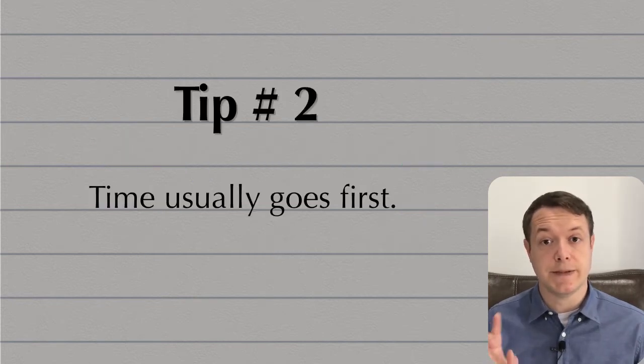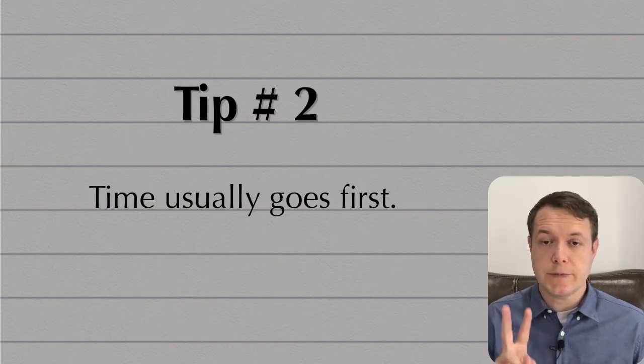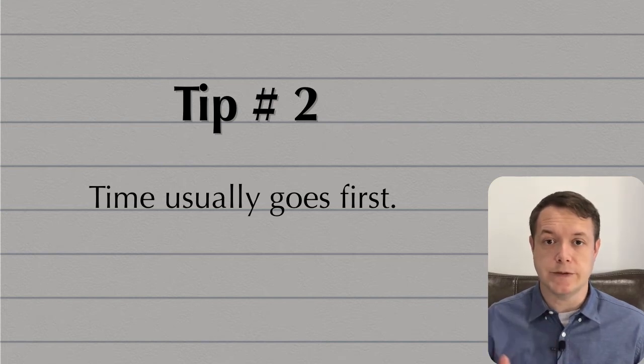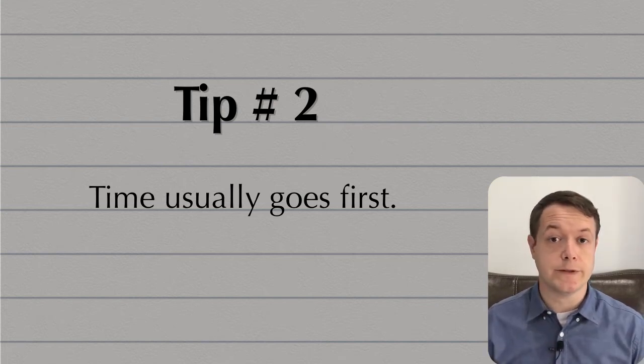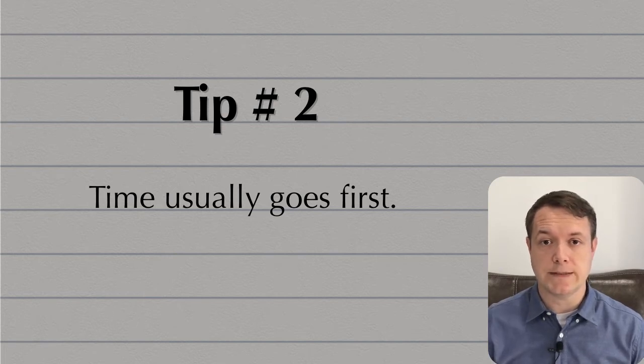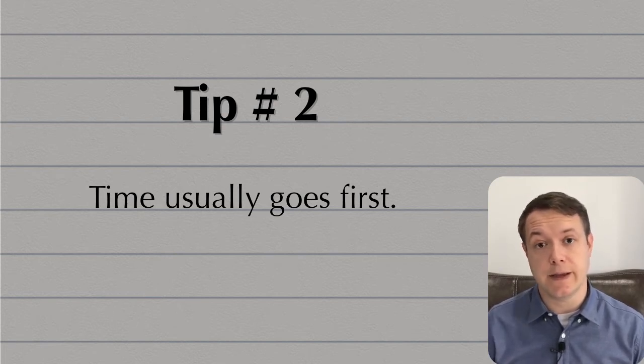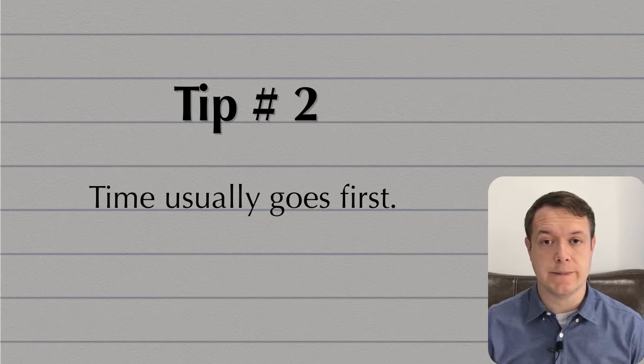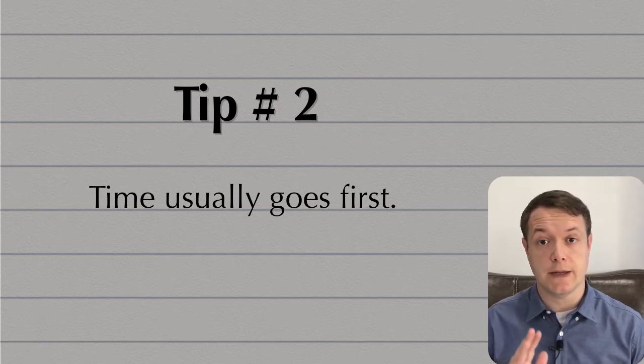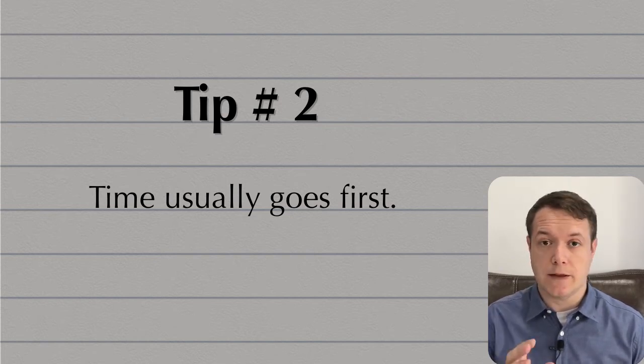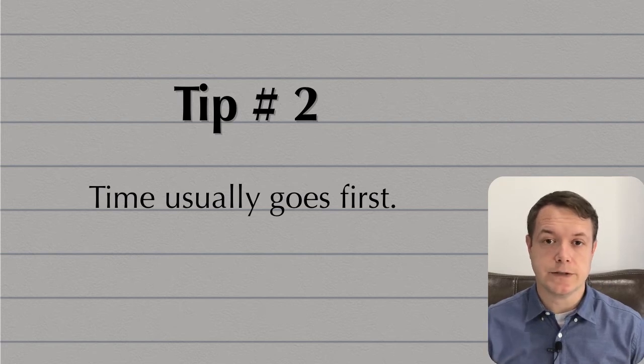Okay, let's talk about tip number 2. Tip number 2 is time usually goes first. In Hmong grammar, for the person who's listening to understand when something is happening time-wise, they simply just state it at the beginning. That establishes time. You don't have to do it at the beginning of every sentence, but you need to establish time first to help the listener understand when we're talking about.